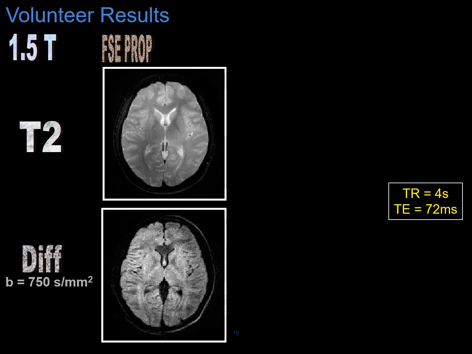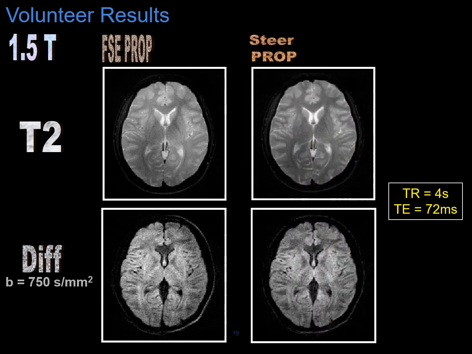On volunteers, images were obtained at 1.5 Tesla for both T2 weighted images and diffusion weighted images. The FSE propeller and the steer propeller again showed very similar image quality, while the steer prop was acquired at 1/3 the scan time.